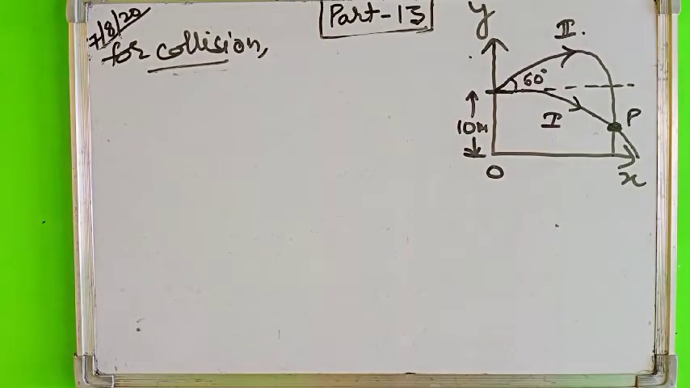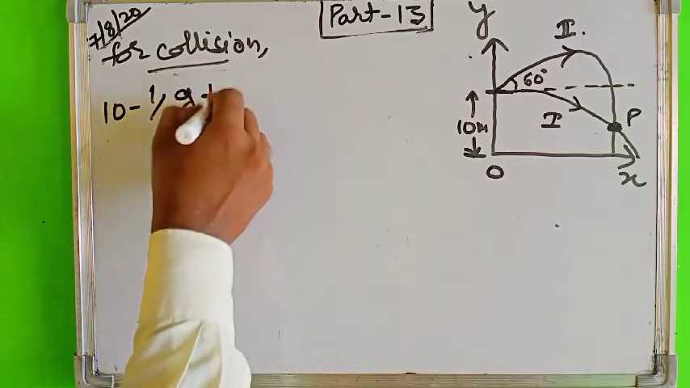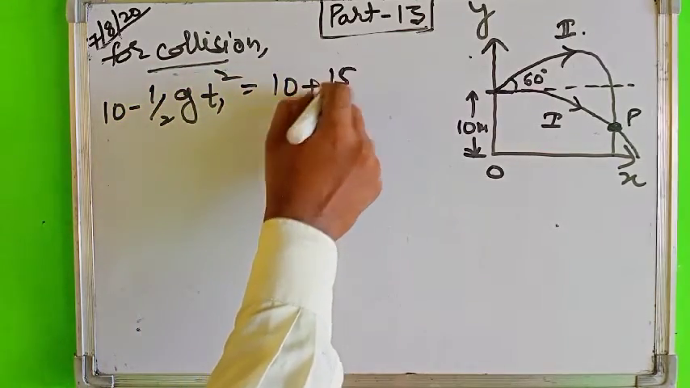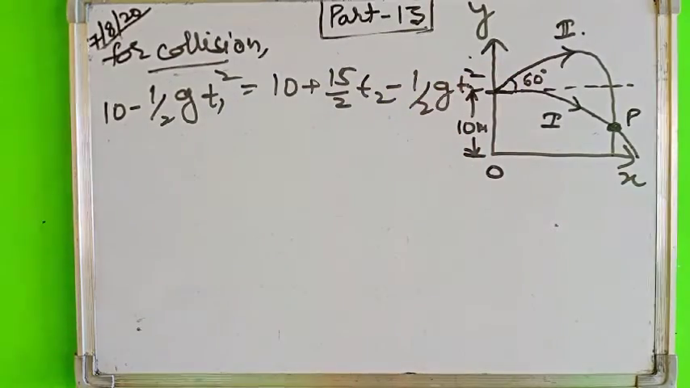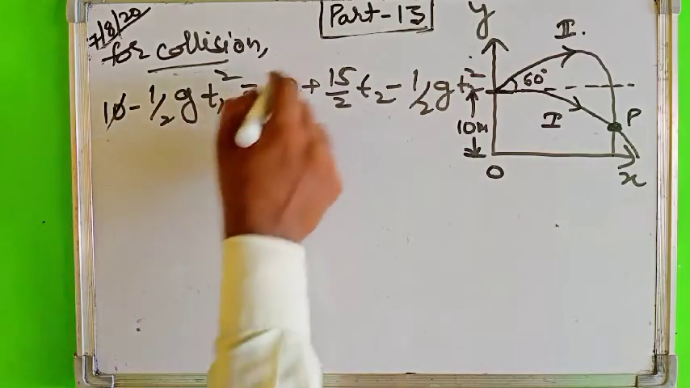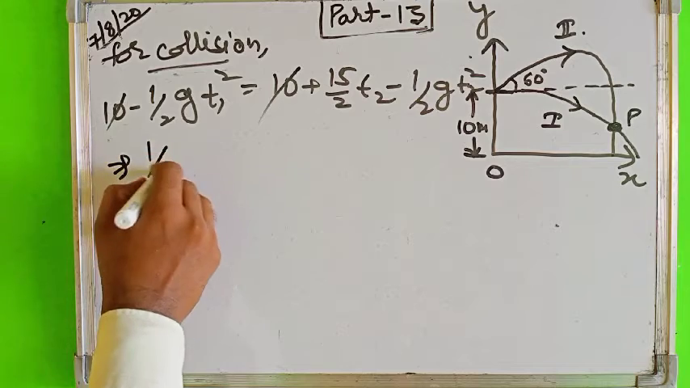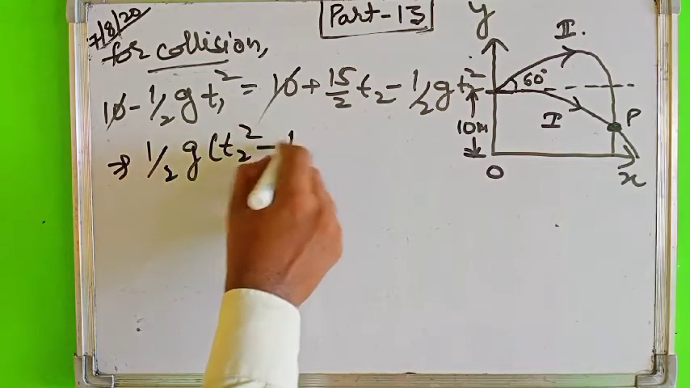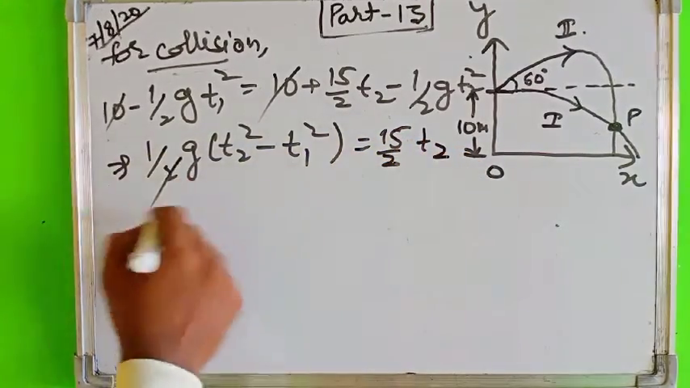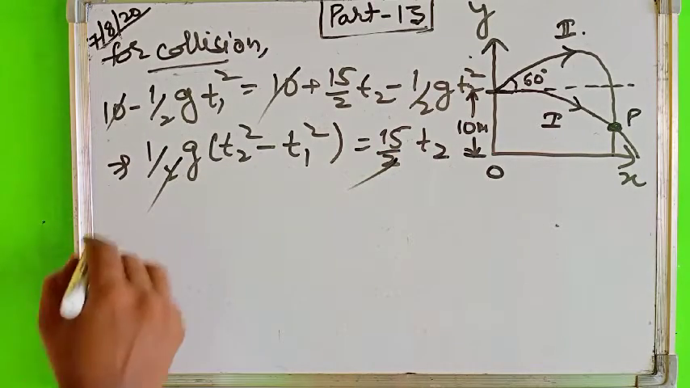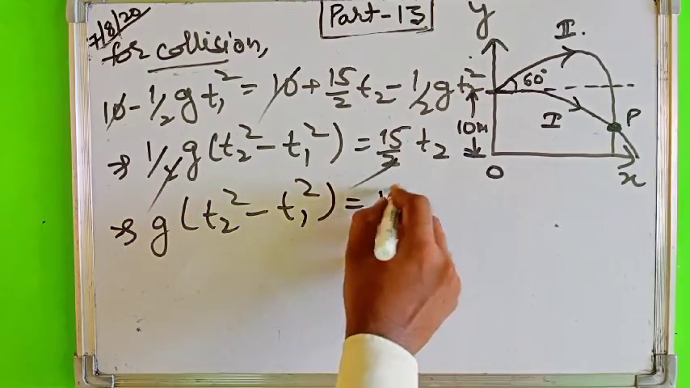Now look here for the relation between T1 and T2. 10 minus half g T1 square is equal to 10 plus 15 by 2 T2 minus half g T2 square. 10 and 10 cancel out, and it becomes half g (T2 square minus T1 square) equal to 15 by 2 T2, and it becomes g (T2 square minus T1 square) equal to 15 T2.